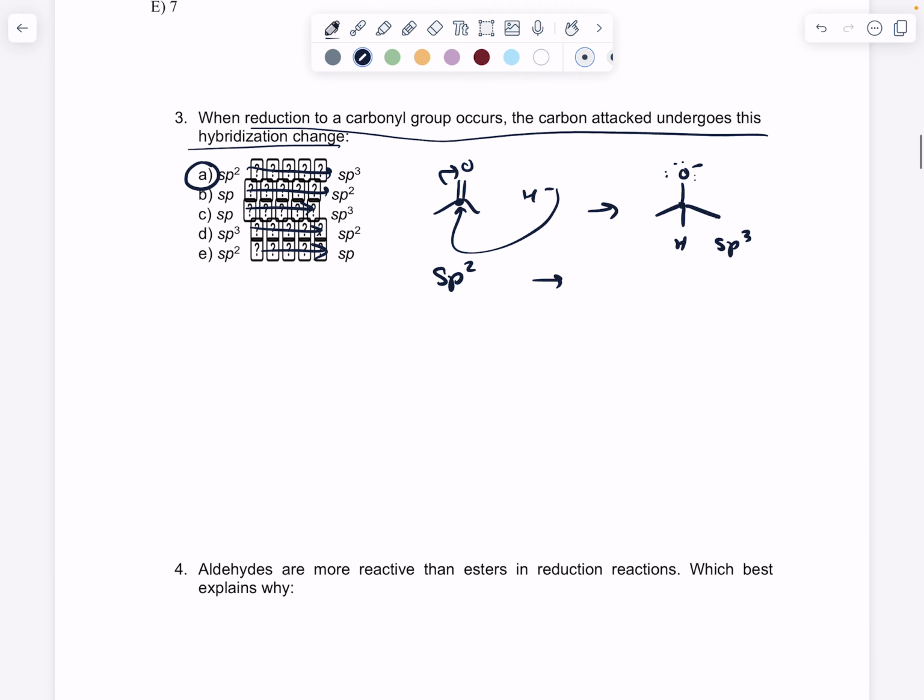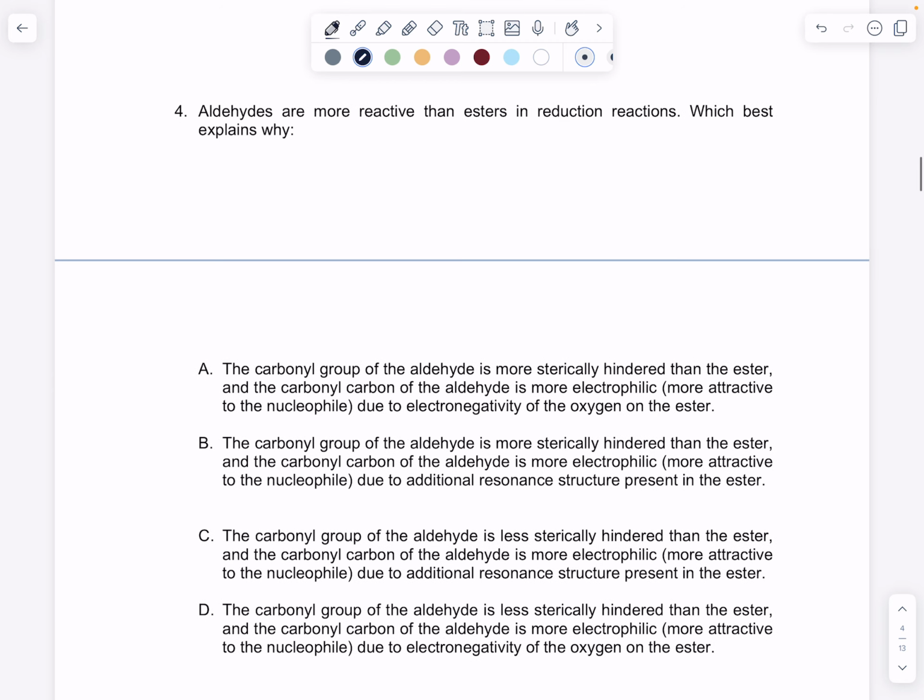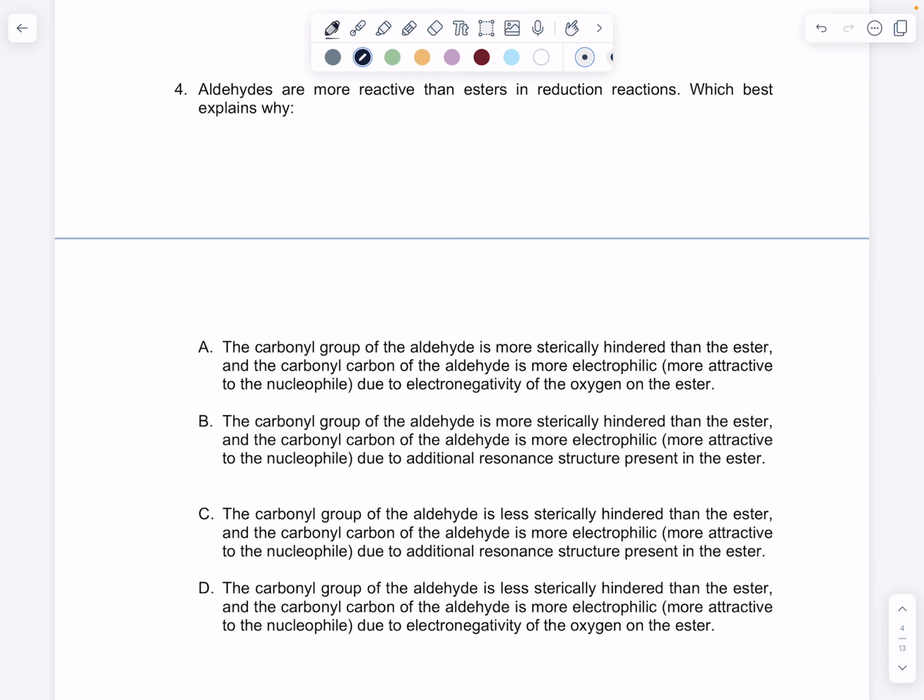And if you just know that it starts out as sp2, you could eliminate B, C, and D and have it narrowed down that way. Or if you just know that it ends up as sp3, that would eliminate B, D, and E. So that's what I mean when I say use what you know to eliminate wrong answers: just take the information you know to try to process through.